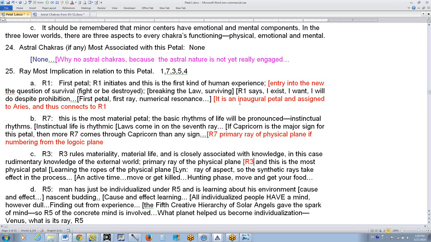And this is the most physical petal, learning the ropes of the physical plane, and even the ropes connect with ray 3. And someone in our group offered it's a ray of aspects, so the synthetic rays take effect in the process, in the early times and in the later times. This is an active time. The idea is move or get killed. There's a hunting phase in here over all the many years. You have to kill or be killed.